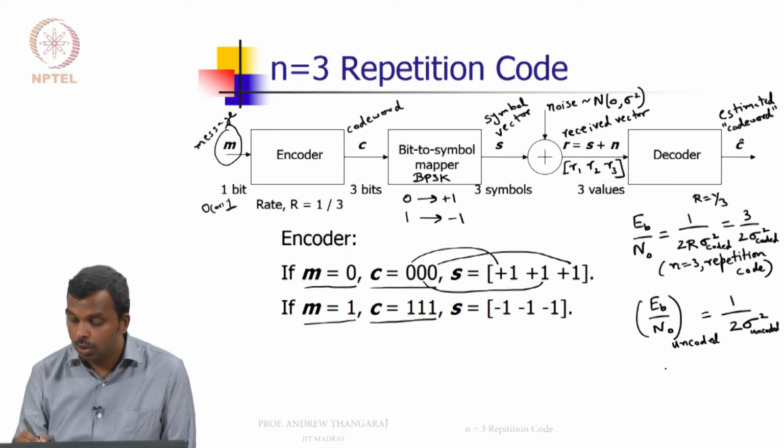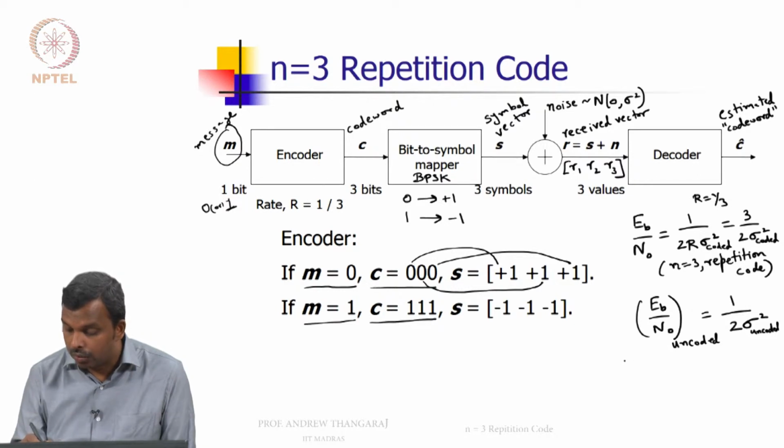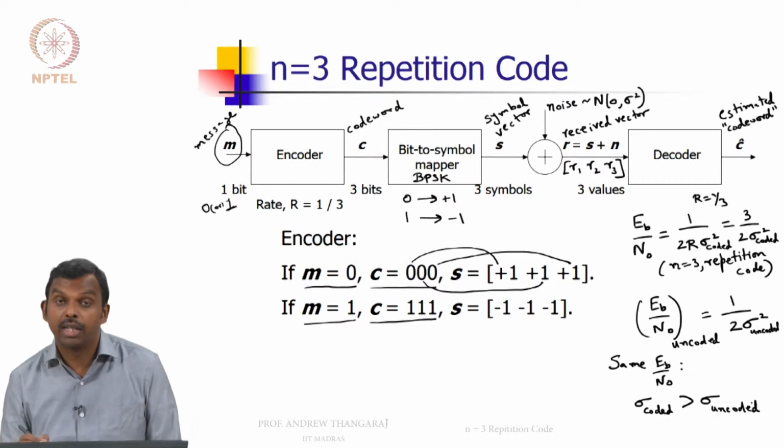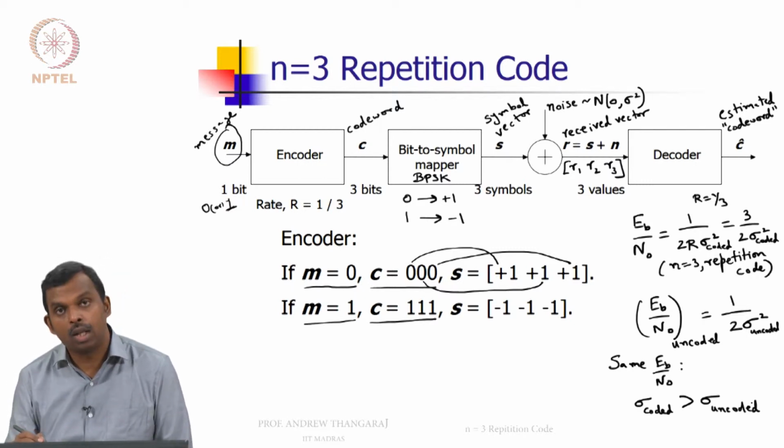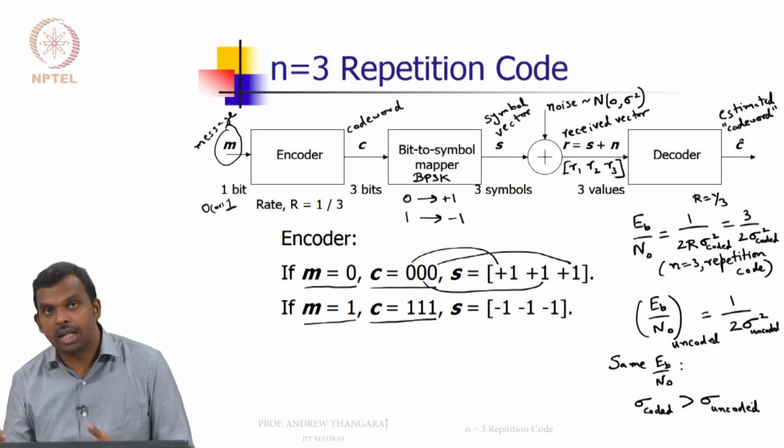Okay. So, for the same Eb over N naught, sigma coded will be greater than sigma uncoded. So, this is something that one needs to remember when you do simulations for error control codes. You will fix your Eb over N naught and you will find the sigma corresponding to that.